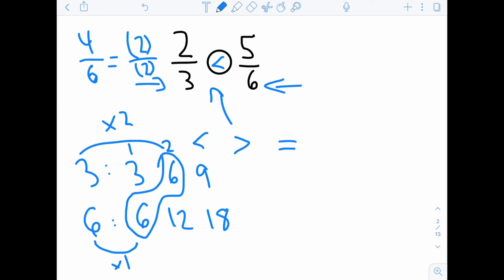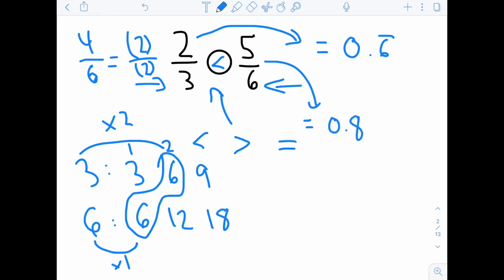If you plug this into your calculator, you would see that 2/3 equals 0.6 repeating, and 5/6 equals 0.83 repeating. So it makes sense that 0.6 repeating is less than 0.83 repeating.